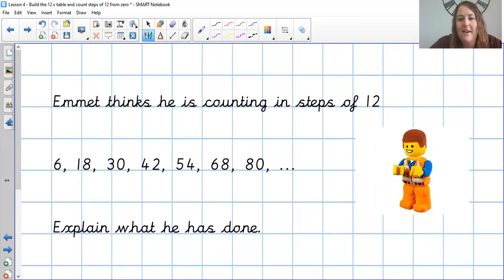Okay, hopefully you've worked out that Emmett is not wrong today. He is counting in steps of 12. However, it's not this 12 times table that we're used to seeing. And that is because Emmett has started on 6. This isn't in the 12 times table, but he has added on 12 here. He has then added on 12 here, and he has added on 12 here, and so on. So he's gone up counting in steps of 12, but he hasn't started at 0.